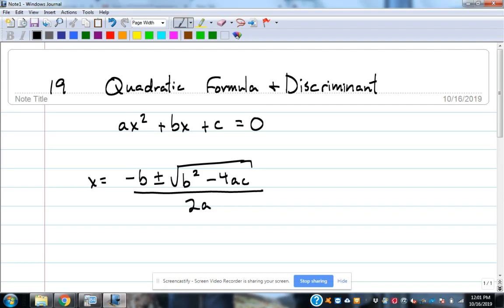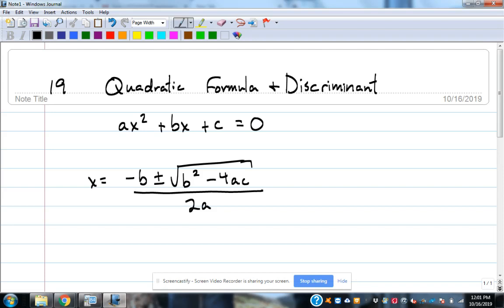Okay, so x equals negative b plus or minus radical b squared minus 4ac divided by 2a. Again, x equals negative b plus or minus radical b squared minus 4ac divided by 2a.